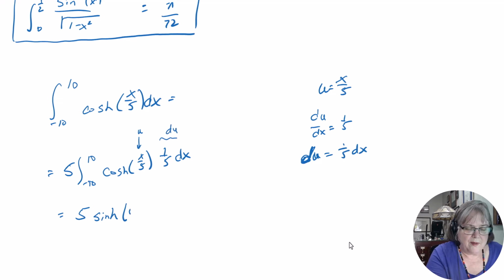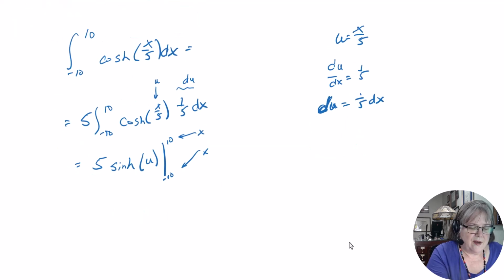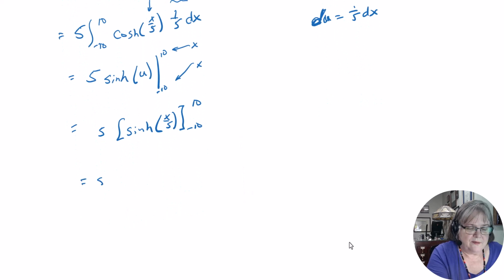So hyperbolic sine of u from minus 10 to 10, but remember these are x values. So I have to switch it back. So this is 5 hyperbolic sine, switch it back to x, u is x over 5. So this is 5 hyperbolic sine of 10 over 5 minus the hyperbolic sine of minus 10 over 5.